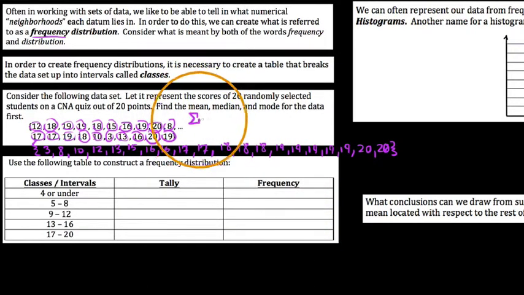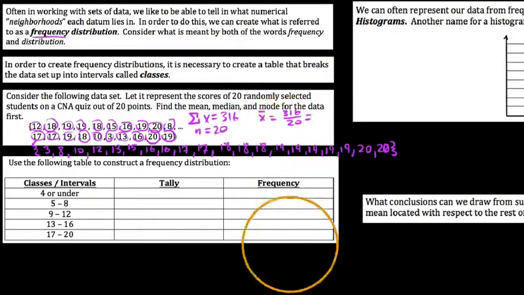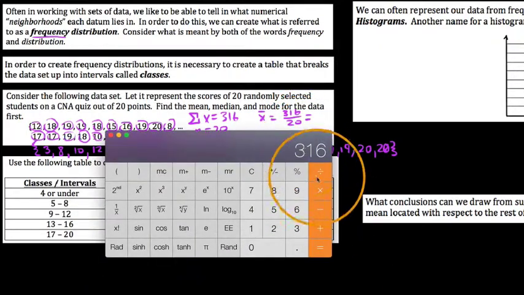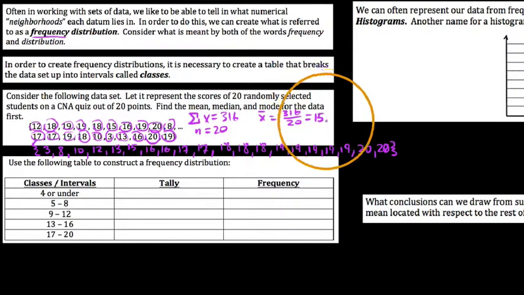We say the sum of our data is 316 total points, and the number of students that took this was 20. So our average, our x bar, is going to be 316 over 20. We should write it this way first. And we're going to go ahead and take that 316 and divide it by 20. So the average score is about a 15.8 point score.